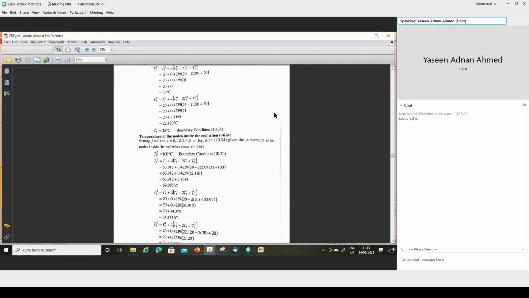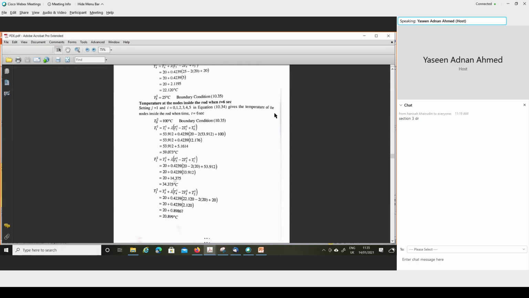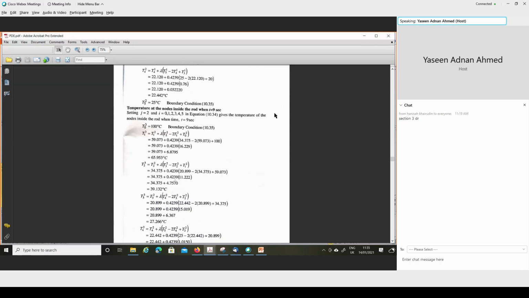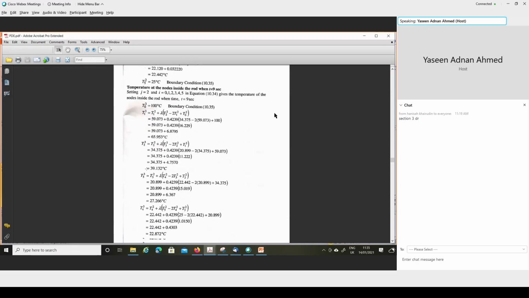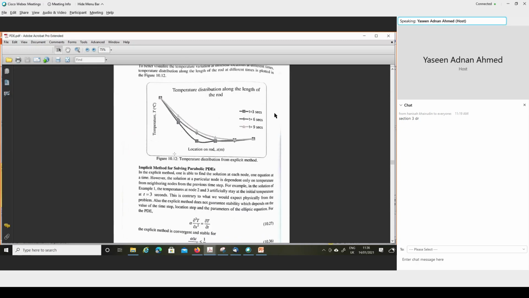So that should be 0, 2. So you have to use these values here to predict the next one. You have to repeat the same thing. It's easy. And you will get this one is 0, 3, meaning the same position but after 9 seconds. So you will have these distributed values. If you plot it for different locations, t is equal to 3, 6, and 9, you will get this result. So this is the explicit method.